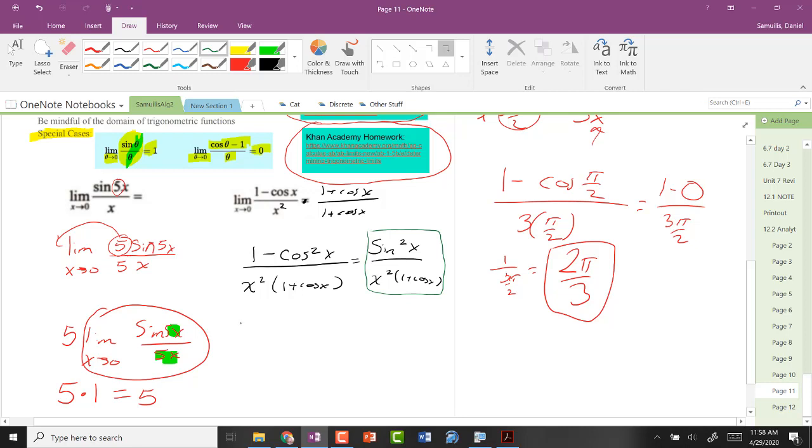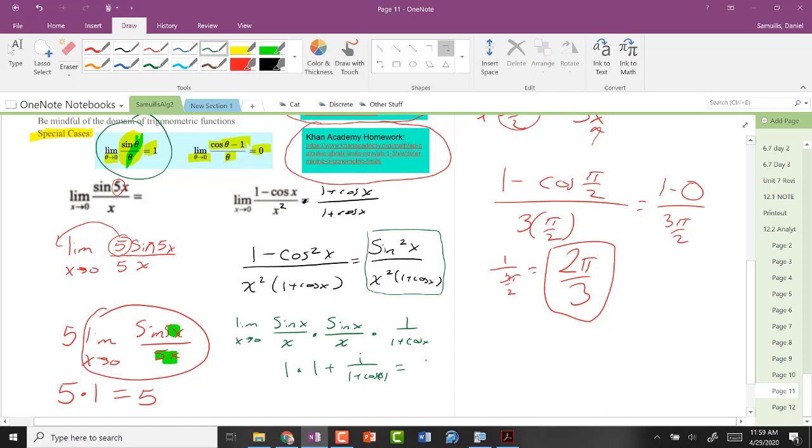All right, so we're going to end up with the limit as x approaches 0 of the sine of x over x times the sine of x over x times 1 over 1 plus cosine of x. Okay, it's still sine squared of x over x squared times 1 plus cosine of x, but based off of this function, I know that this limit is 1. I know that this limit is 1. And now I can plug in the 0 for cosine.